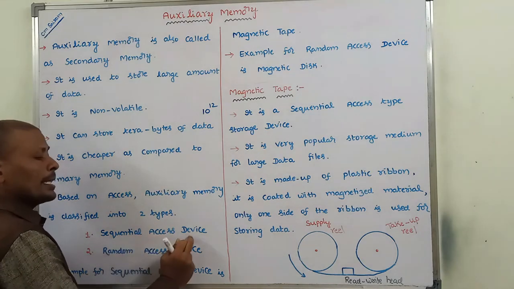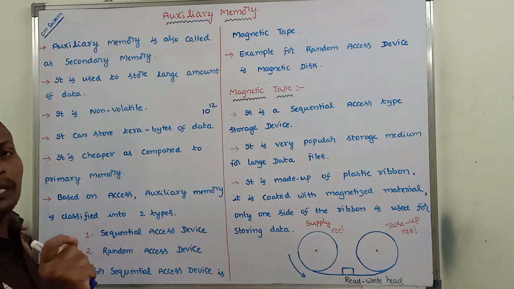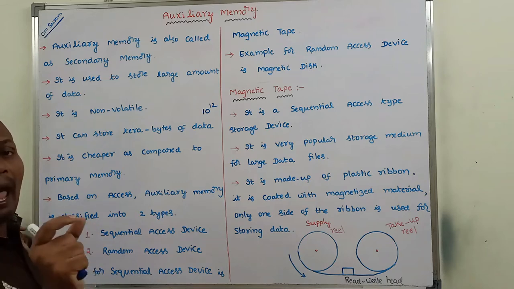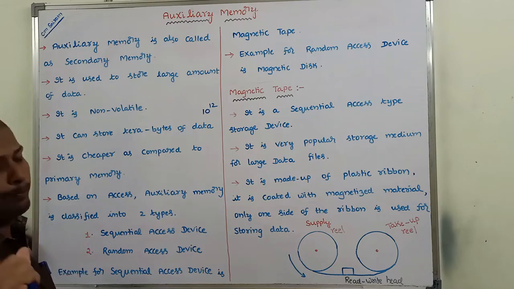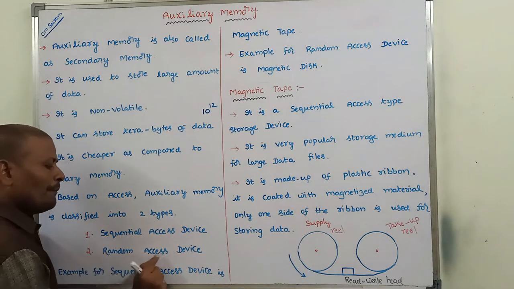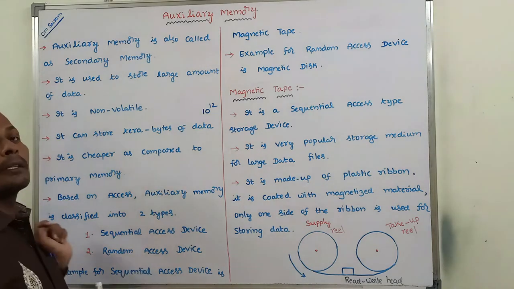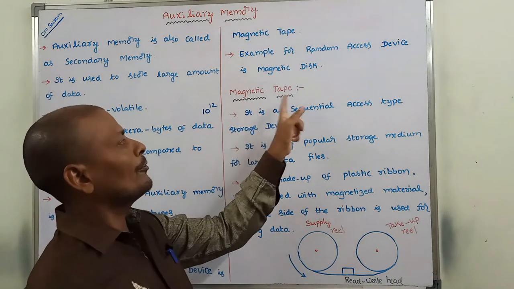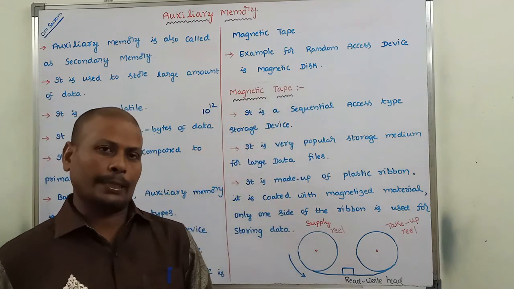The example for sequential access device is magnetic tape. The data can be accessed from the magnetic tape sequentially, not randomly. Next, the examples for random access device are magnetic disk and optical disk. These are the two examples for random access device. Now we can go for magnetic tape. In the next video, we can go for magnetic disk.